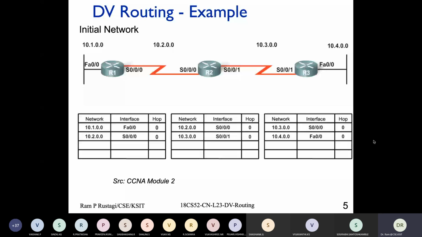Similarly, when router 1 updates router 2, saying it can reach 10.1.0.0 with a hop count of 0, router 2 would update the entry saying 10.1.0.0 is 1. And when router 2 updates R3, R3 knows that R2 is saying that 10.1.0.0 can be reached with a distance of 1, and from R3, R2 is a distance of 1. That means R3 can reach 10.1.0.0 with a distance of 2. And that is what your routing table will look like.